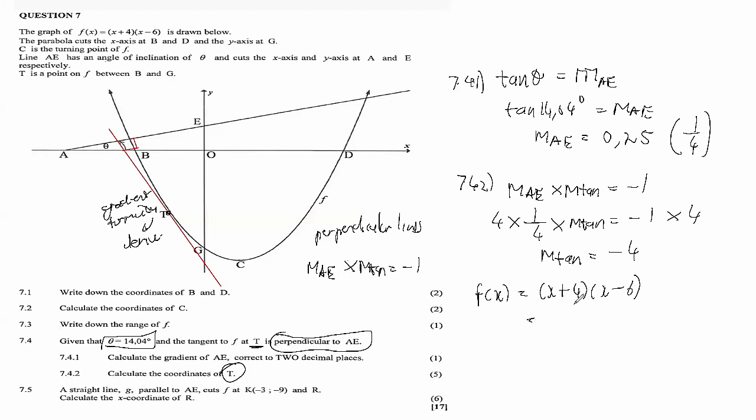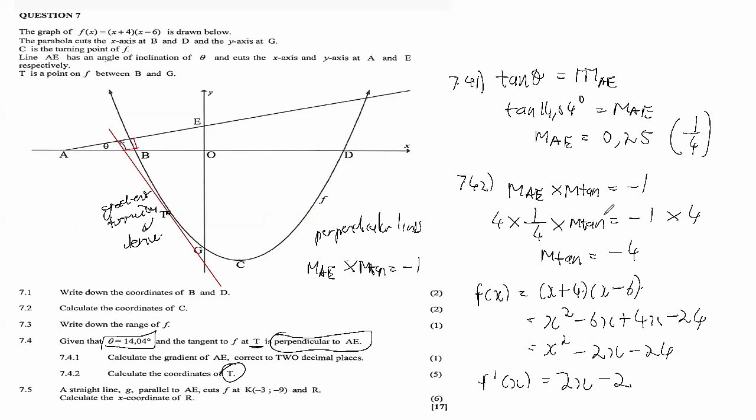Expanding, this gives us x squared, then x multiplied by -6, that's -6x. Then this multiplied by that, that's positive 4x, and 4 multiplied by -6, that's -24. So this is x squared, then a negative 2x, and then minus 24. At this point, let's differentiate. To find our derivative equation, or our gradient equation, that's 2x minus 2. Those are the rules of differentiation there.